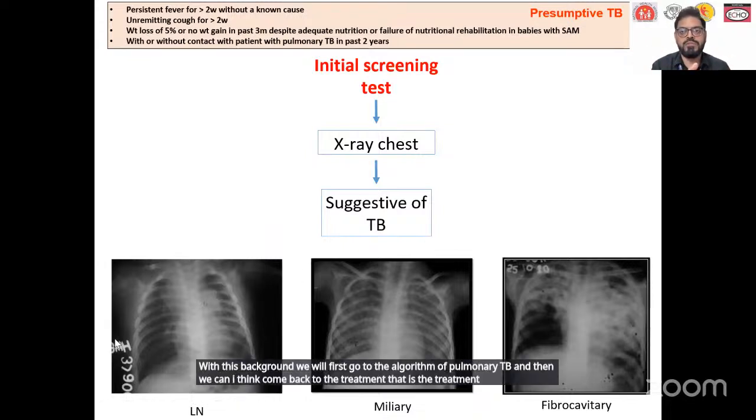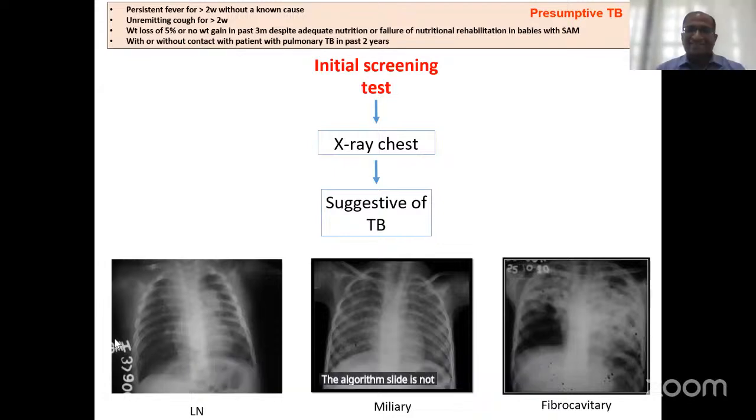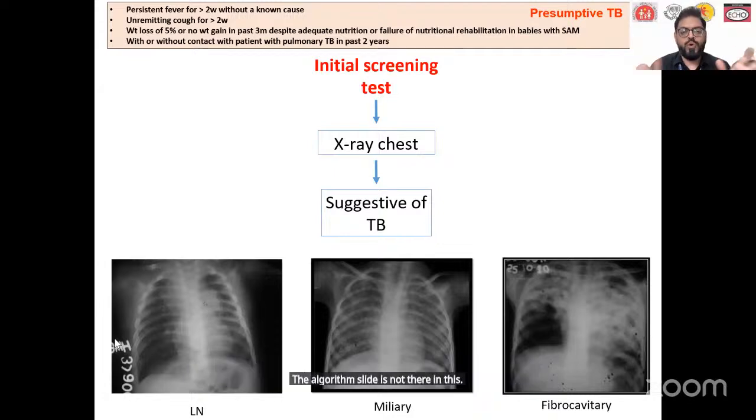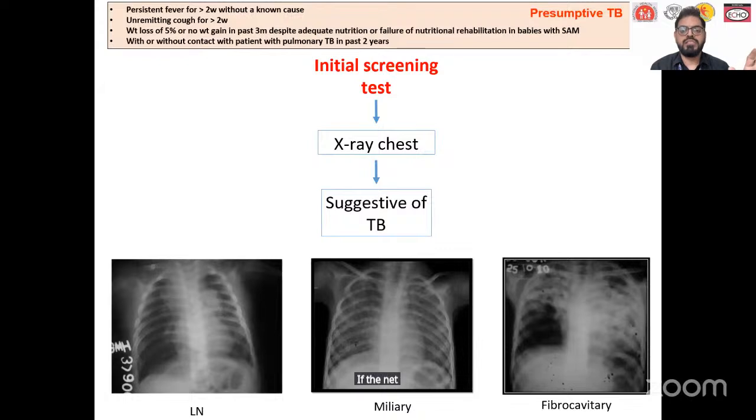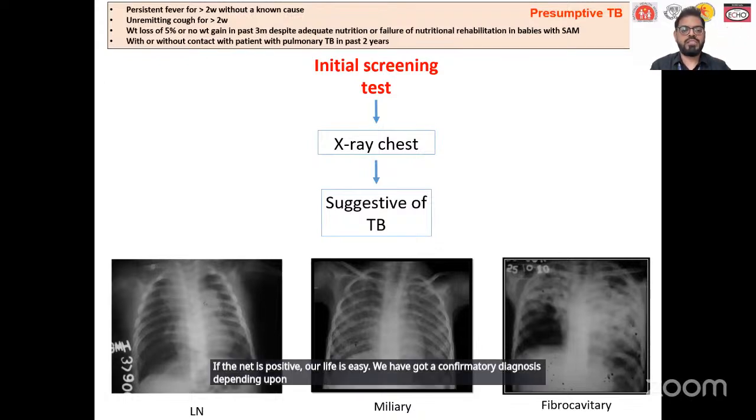Okay. The algorithm slide is not there in this. So what I will just tell you in short is, once you have a presumptive TB, and you have any one of these X-ray findings, that is a lymph node or a miliary or a fibrocavitary, the first thing you do is send a sputum or a gastric aspirate for NAT. If the NAT is positive, our life is easy. We have got a confirmatory diagnosis. Depending upon whether it is drug sensitive or drug resistant, we would be giving appropriate treatment.